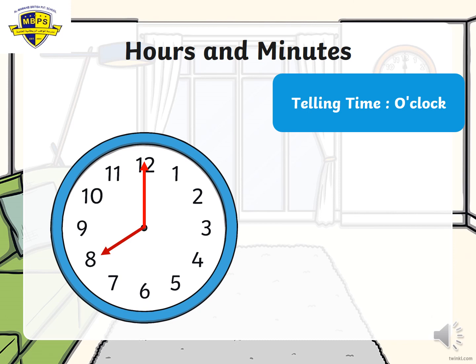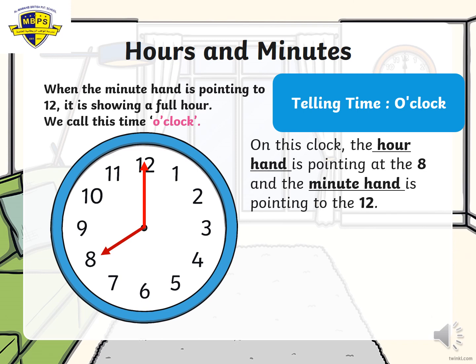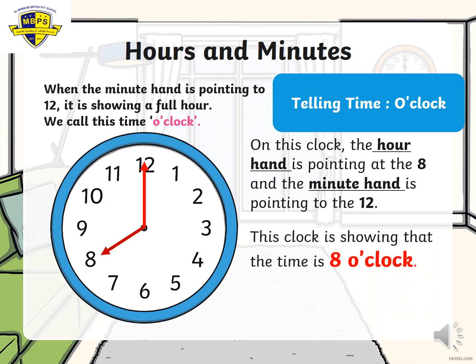It's on number 12. Let me tell you that when the minute hand, which is the long hand, is pointing to 12, it's showing a full hour. So we call this time o'clock. So when you see the long hand on number 12, this time we call it o'clock. So now, on this clock, the hour hand is pointing at 8, and the minute hand is pointing to 12. So what is the time here? It's 8 o'clock. Because the hour hand is pointing to 8, and the minute hand is pointing to 12.